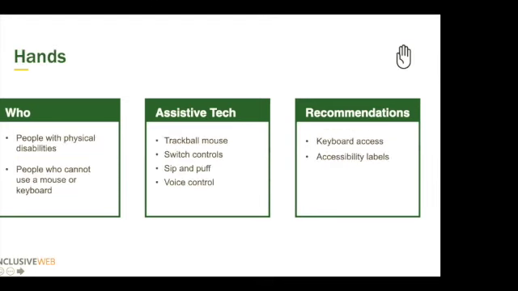Okay, so disabilities that affect the hands. So these are folks who might be able to see, they might be able to hear, but are unable to use a mouse for some reason. They might use a keyboard instead of a mouse. They might use a trackball mouse, or they might use switch controls, sip and puff devices, or voice controls, right?